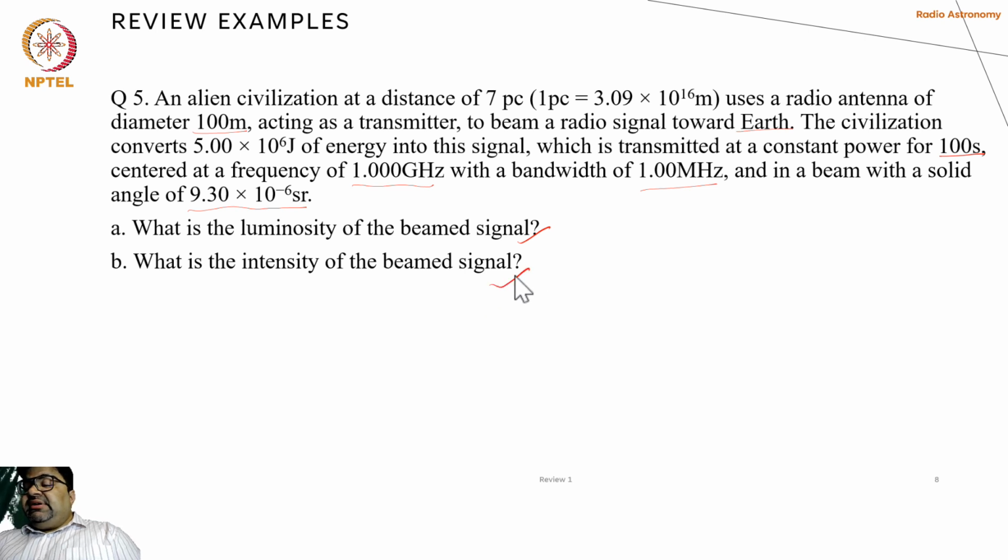So what do we have? We have a distance, which is nothing but 7 parsec. So 7 multiplied by 3.09 times 10 to the power 16 meters. Then we have total energy and then total time, and the frequency is given by 1 gigahertz.